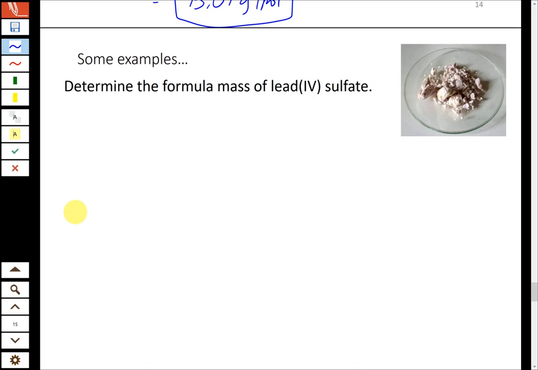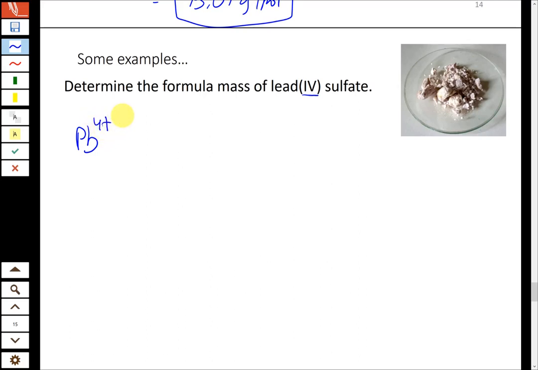So if it's a simple ionic compound or an acid or a binary covalent compound, all the stuff we talked about in chapter 3, we can give you sometimes just the name of it, and you have to come up with the formula first before you can calculate its molar mass. So that's exactly what we're doing here. So lead(IV) sulfate. In this case, the number in parentheses tells us that the charge on the metal is +4.